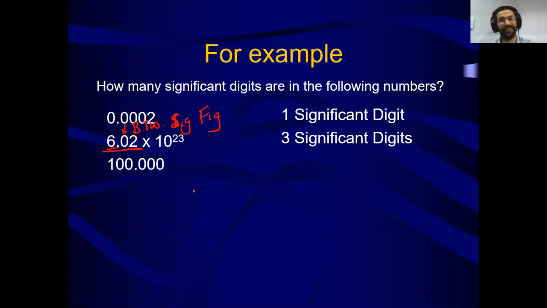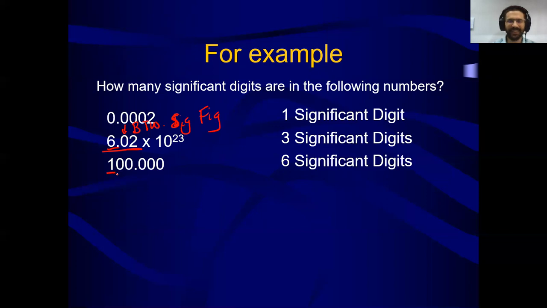Give this one a try. This one's tricky. Give it a try. This number is 100, right? With a lot of zeros. So remember, zeros are significant when they're between and to the right and final. They're the final digit. This one has how many sig figs?